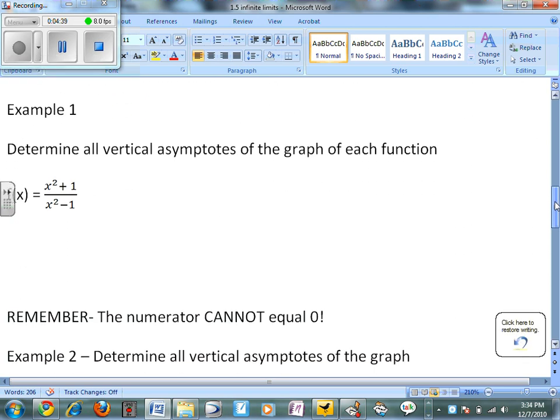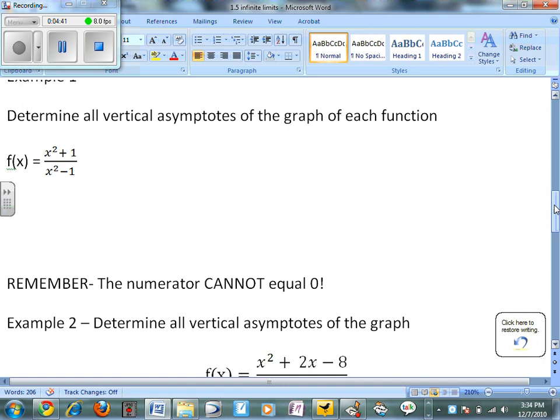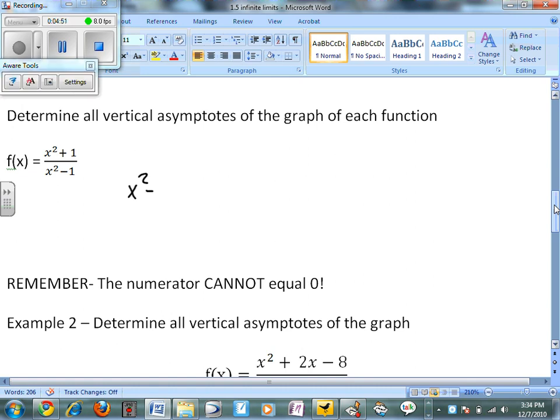In example 1 here, determine all vertical asymptotes of the graph of each function. Well, we look to start off at what values are going to make our denominator equal 0. So we'd say, when does x squared minus 1 equal 0? Add 1 over, x squared equals 1. We take the square root of both sides, x equals plus or minus 1. So in fact, we're going to have a vertical asymptote at plus or minus 1.